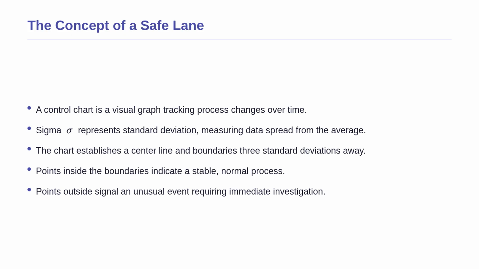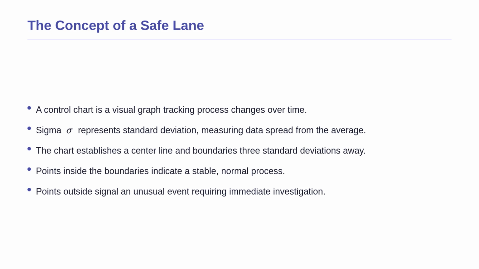Now that we understand the highway analogy, let us look at how it applies to data. In statistical quality control, a control chart is a visual graph used to study how a process changes over time. The term 3 sigma refers to the statistical boundaries placed on this graph. Sigma is simply the Greek letter we use to represent standard deviation, which measures how spread out or scattered your data is from the average.